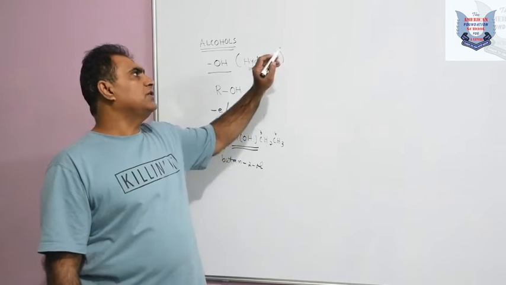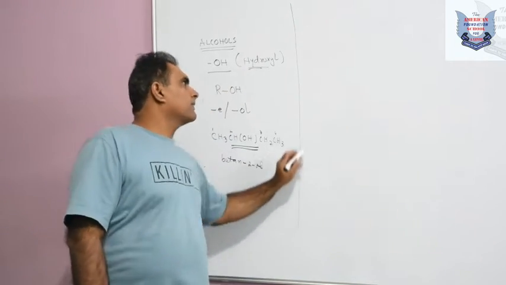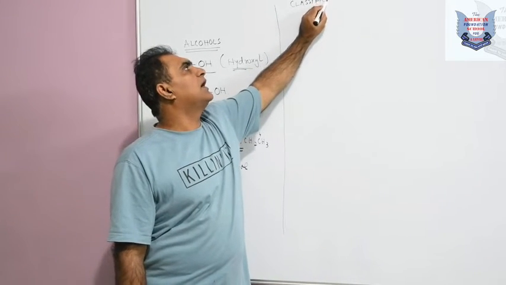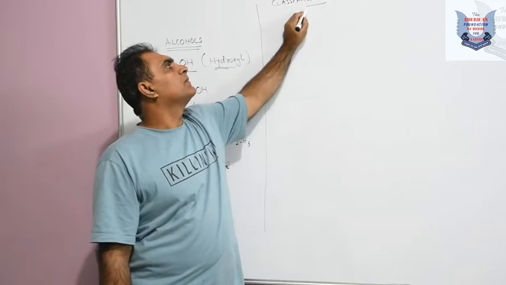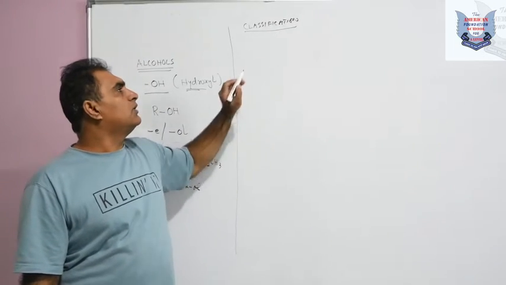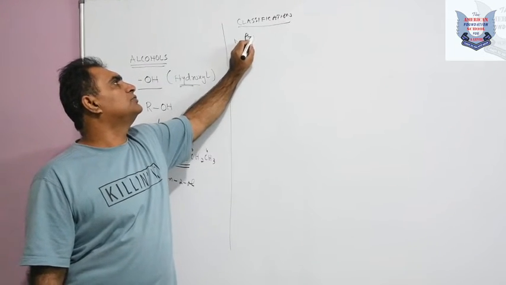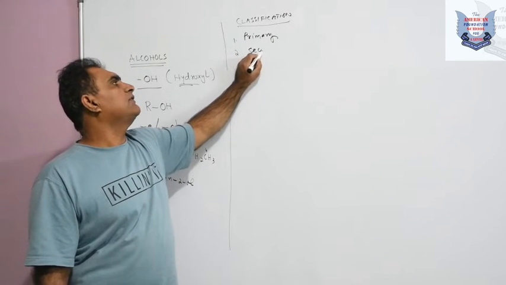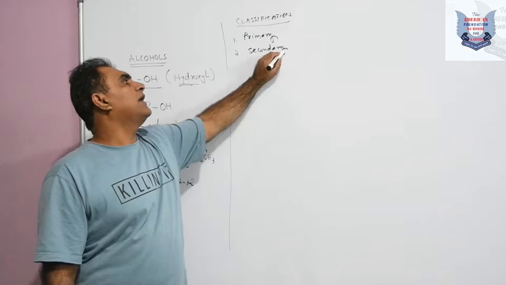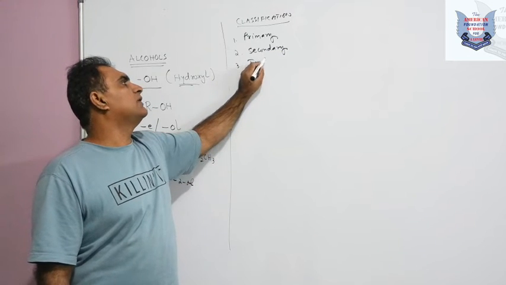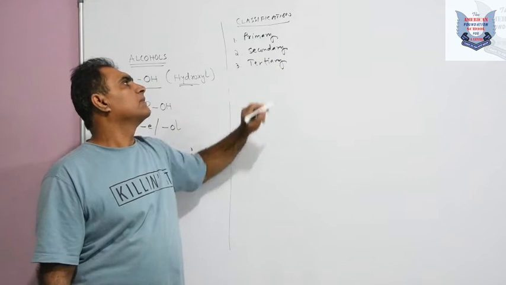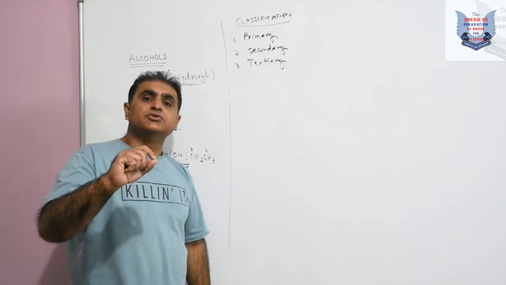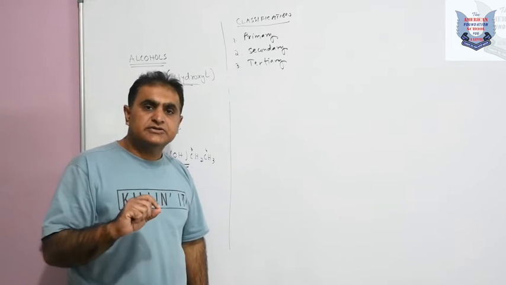Now, next we move to the classification of alcohols, that is, how alcohols are classified. Alcohols are classified into primary, secondary and tertiary alcohols, and this is similar to the classification of alkyl halides.